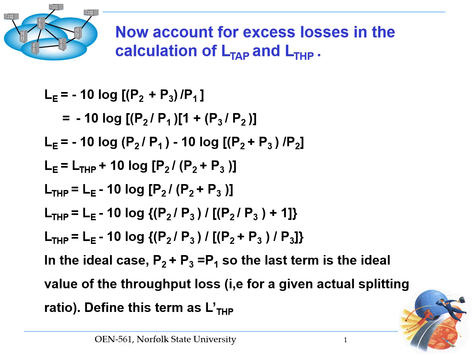Now let us account for excess loss in the calculation of the tap port and throughput port losses. Since we have an excess loss, it's not an ideal directional coupler anymore. Therefore, P2 plus P3 will not add up to P1. Okay, so we will start with the definition of the excess loss given on the previous slide.